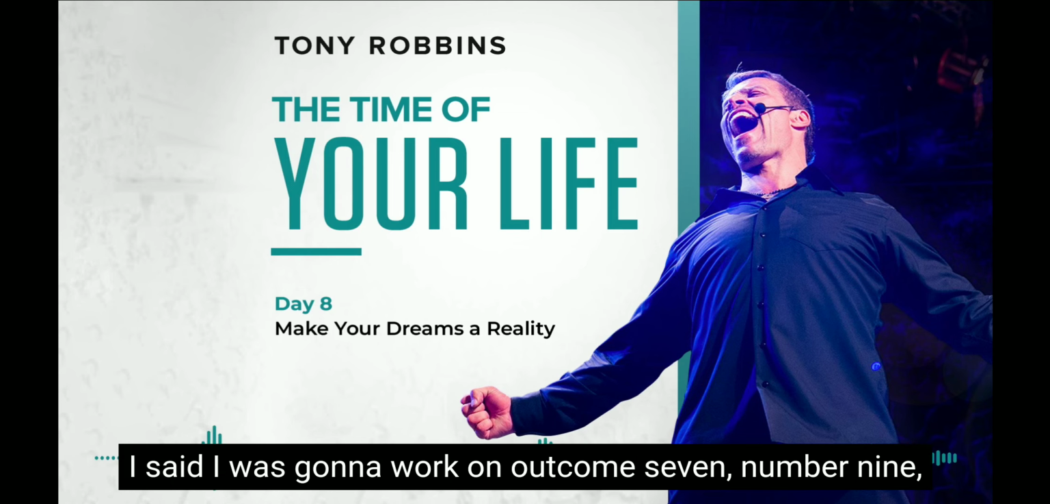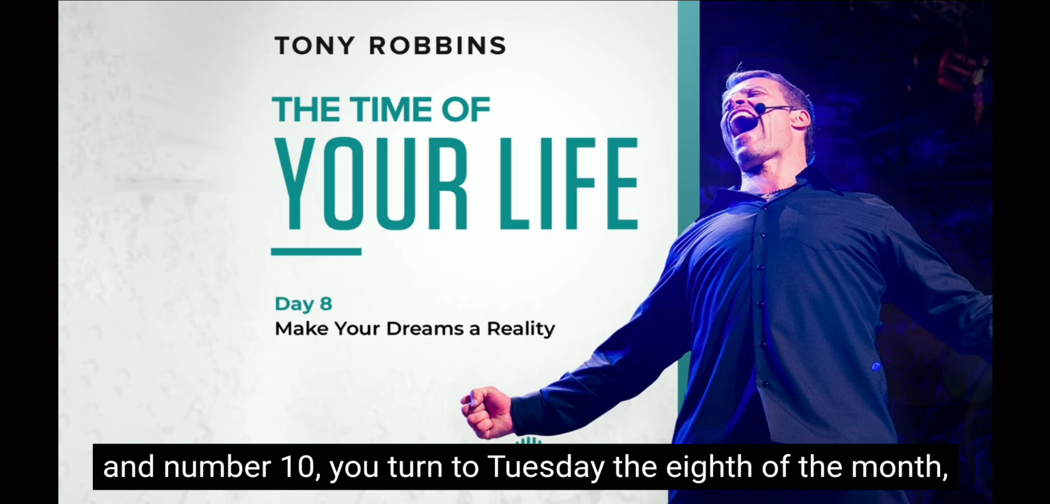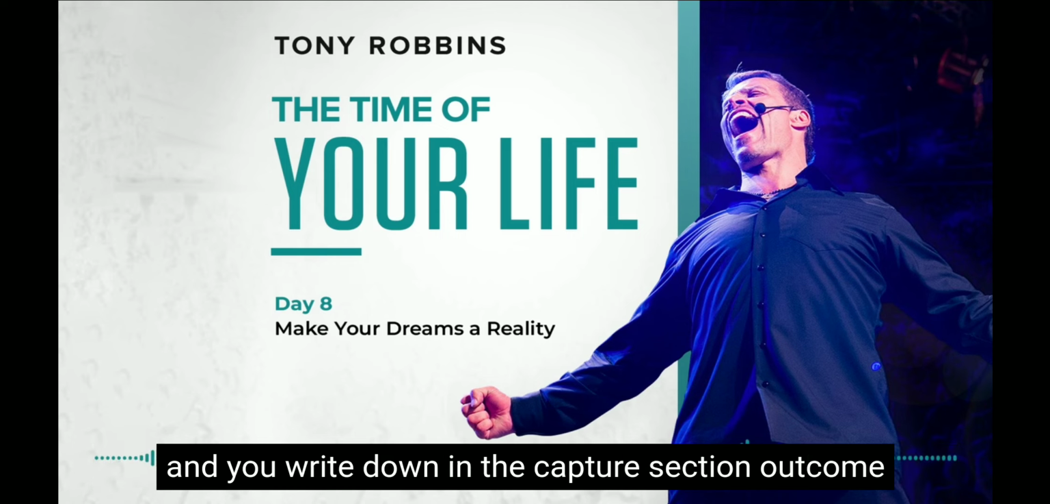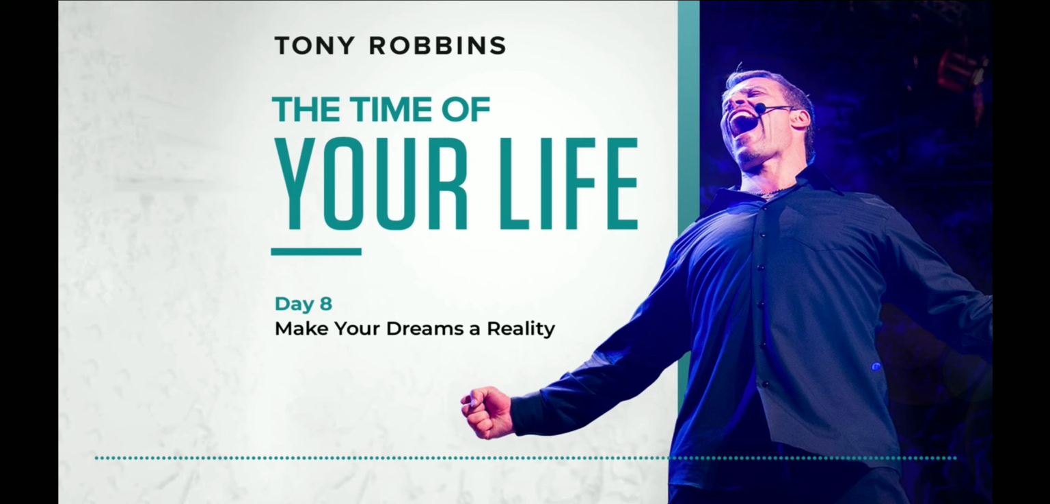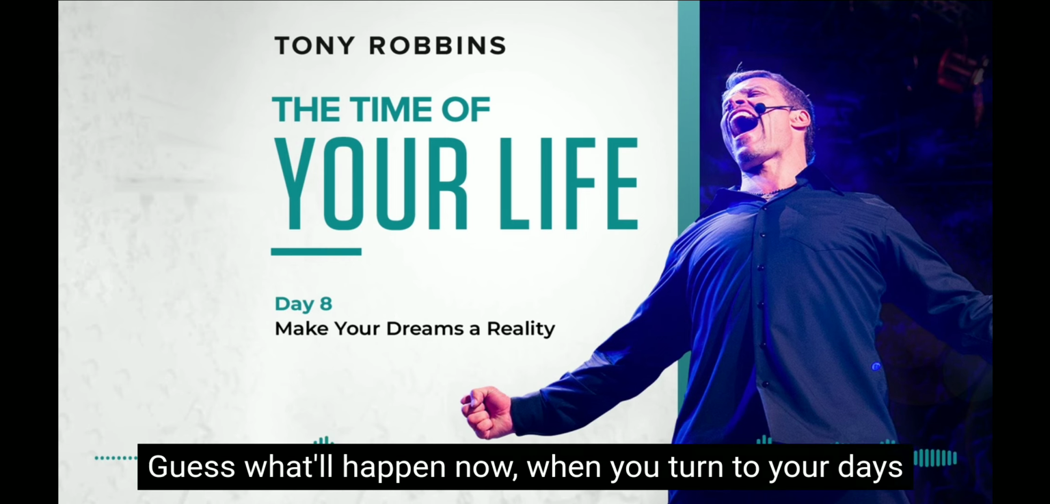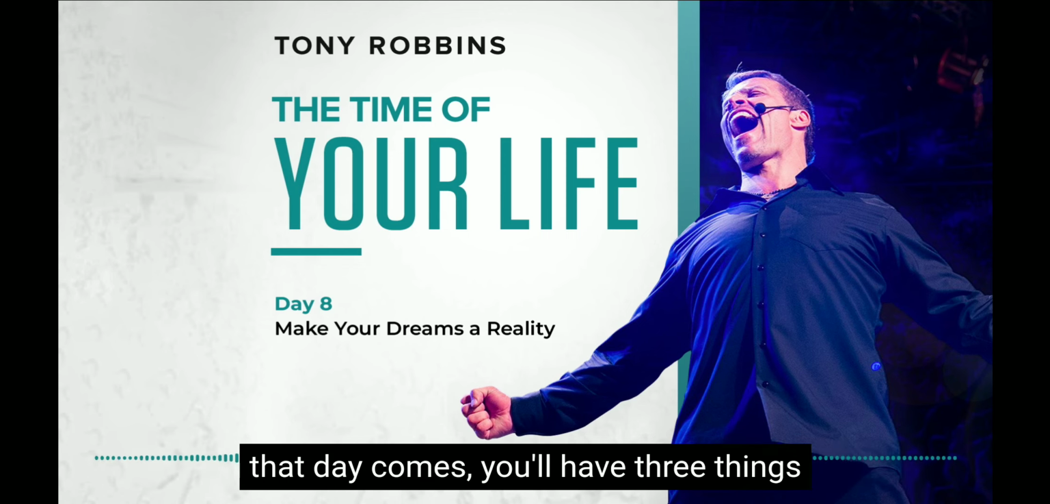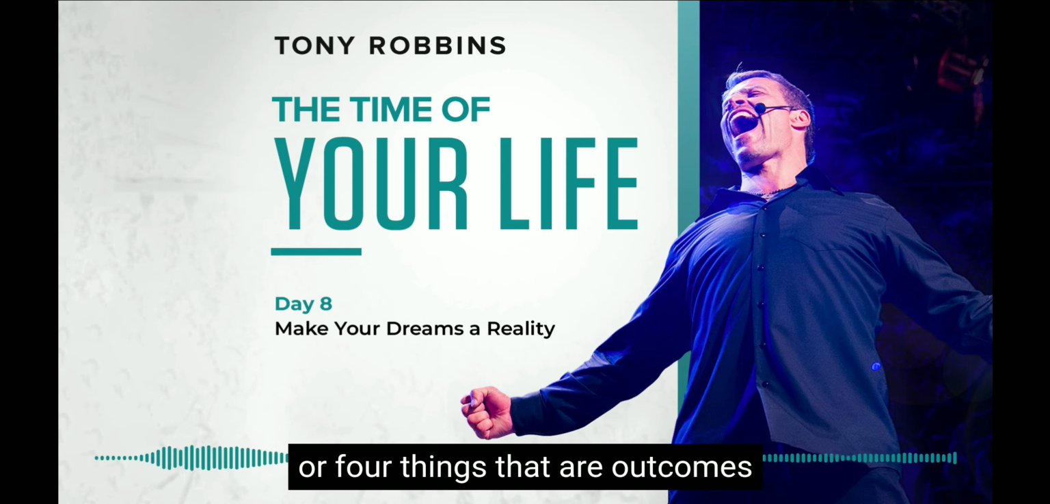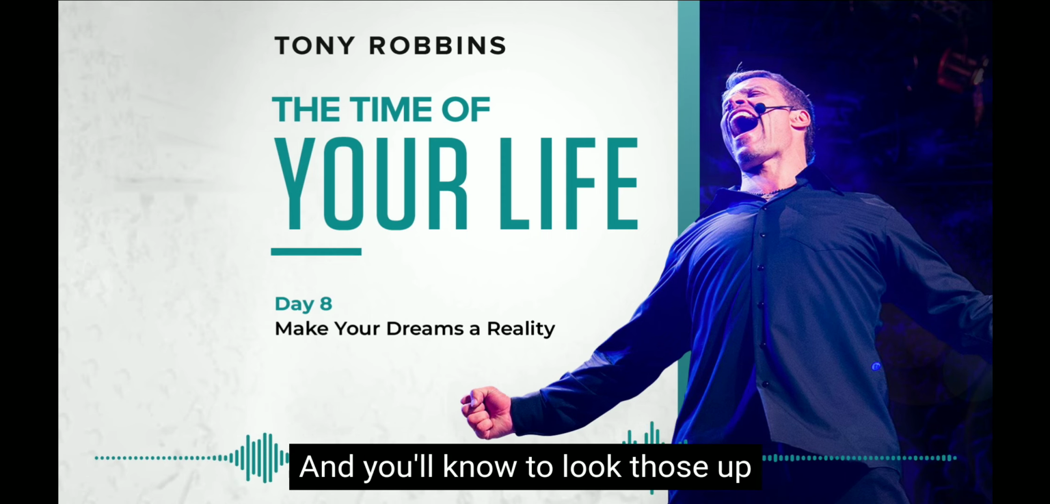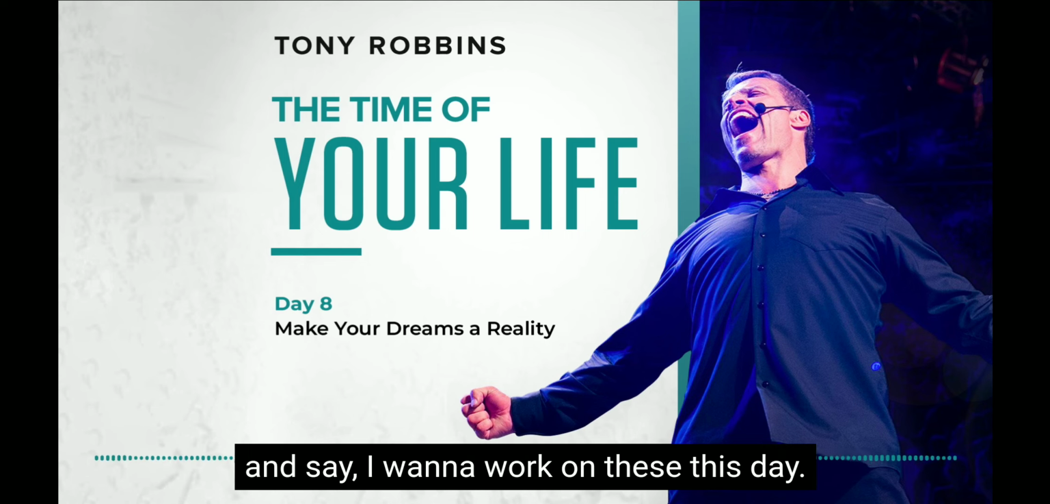You'll say, I said I was going to work on outcome 7, number 9, and number 10. You turn to Tuesday, the 8th of the month, and you write down in the capture section, outcome 7, 9, and 10. And it'll take you a couple of minutes to do that. Guess what will happen now? When you turn to your days, in your capture section, when you're going to go plan the actual day, when that day comes, you'll have 3 things or 4 things that are outcomes that are in your weekly planner. And you'll know to look those up and say, I want to work on these this day.